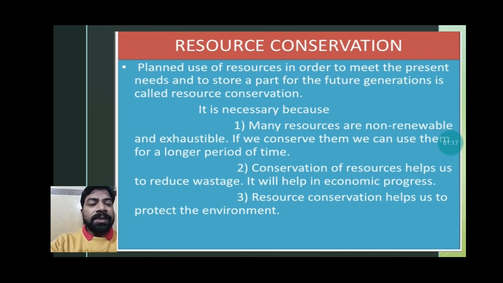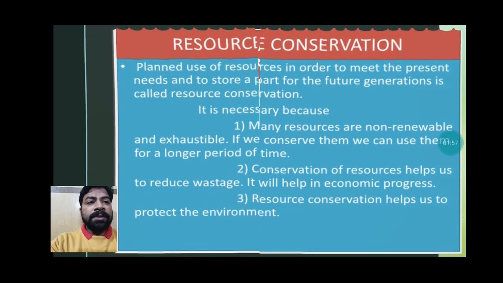Why is it necessary to conserve resources? Many resources are non-renewable and exhaustible. If we conserve them, we can use them for a longer period of time. Second reason, conservation of resources helps us to reduce wastage. It will help in economic progress. Third reason, resource conservation helps us to protect the environment. So for many purposes resource conservation is very important, not only for keeping the resources for the future generation, but also to not allow our environment to degrade, to conserve our environment, our atmosphere.